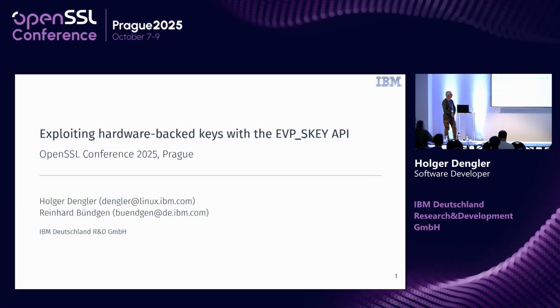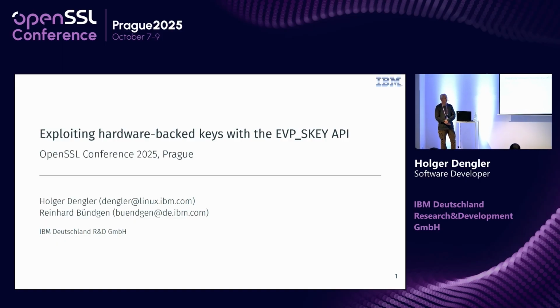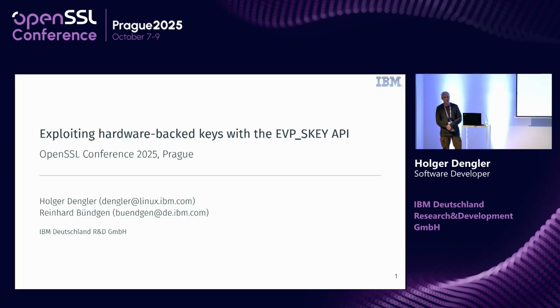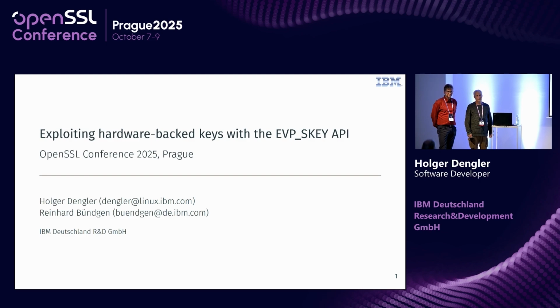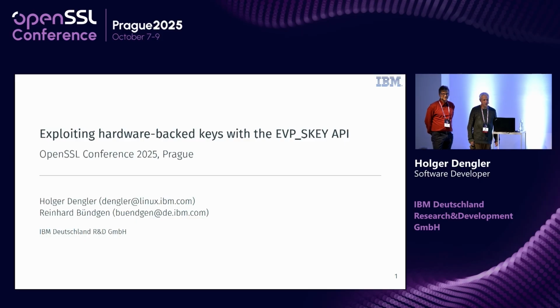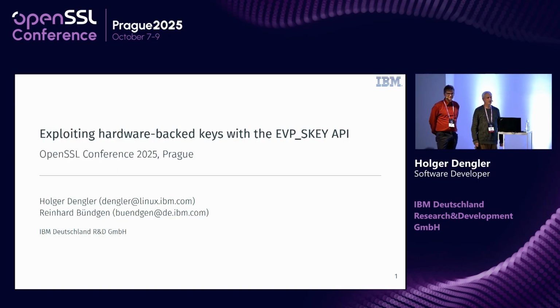We are talking about exploiting hardware-backed keys, one of the features of our platform. We are both working for IBM, especially for bringing Linux and other open source software to the S390 platform, or as they call it in marketing, IBM Z, a platform for big business. It's mainly also known as mainframe.